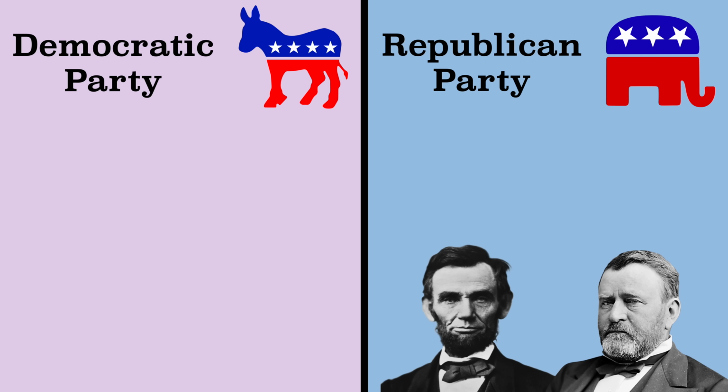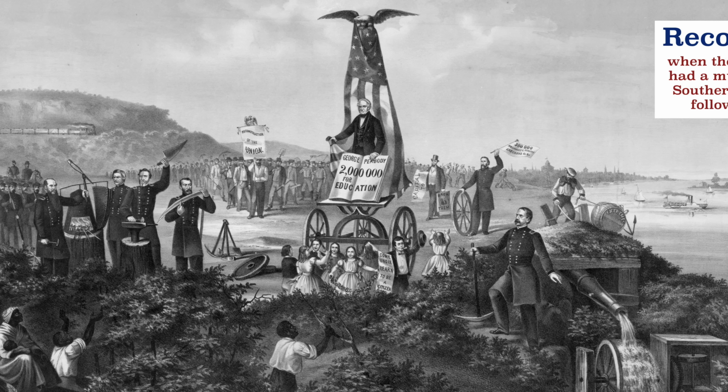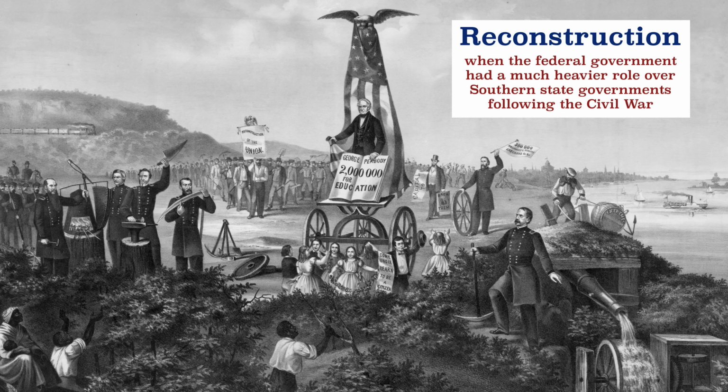The Republican Party generally was for equal rights for African Americans. Well, African American men, for a stronger federal government, for higher tariffs, and for Reconstruction policies. Or when the federal government had a much heavier role over state governments as southern states got reorganized and re-entered the Union following the Civil War.